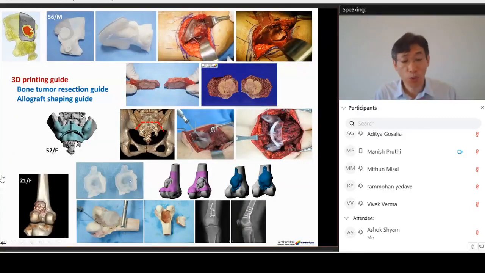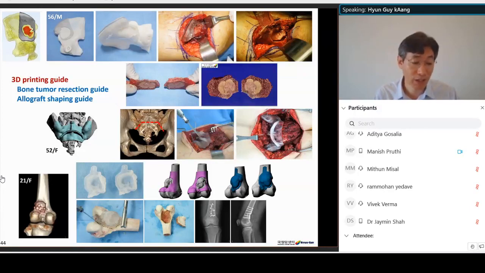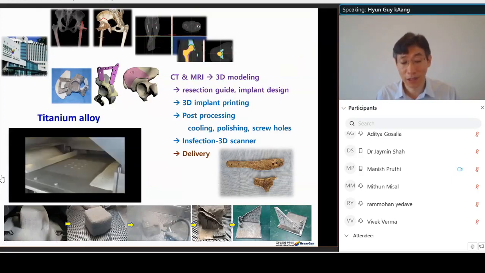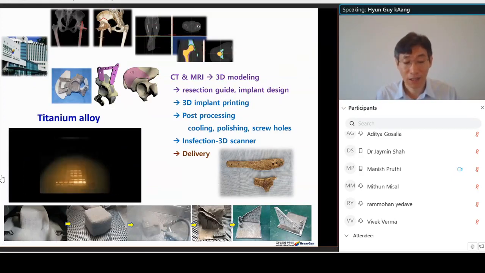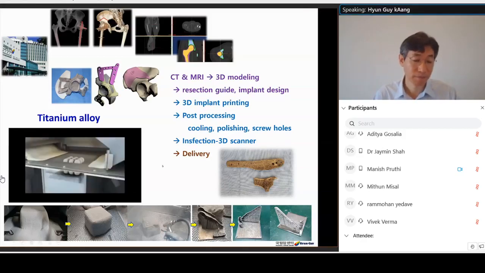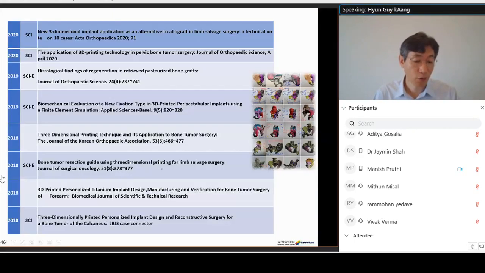Not only 3D implants, we proved the usefulness of a 3D printing tumor resection guide and a 3D printing allograft shaping guide as well. 3D printing is a convergent study with many processes. So we need close collaboration with each professional team. So far, we have published 8 clinical and research papers.